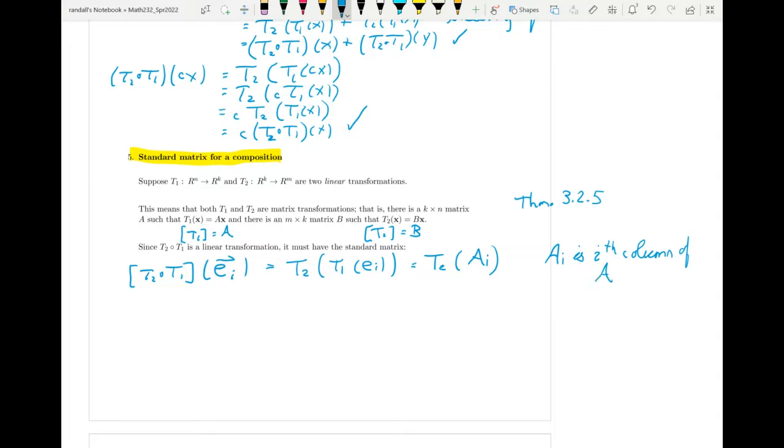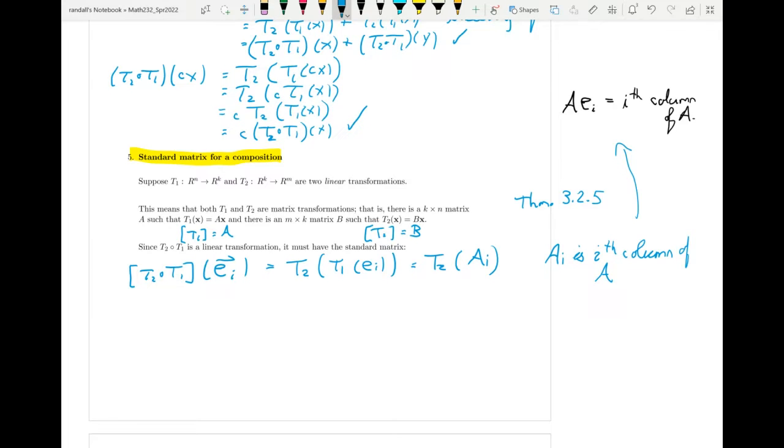Okay, so I'm using that property that if a matrix acts on one of the standard vectors, you get the ith column of A. Okay, so that's something you've seen before. I'm using that here. Just check that's a true fact. So that's why I'm writing A sub i to be the ith column.